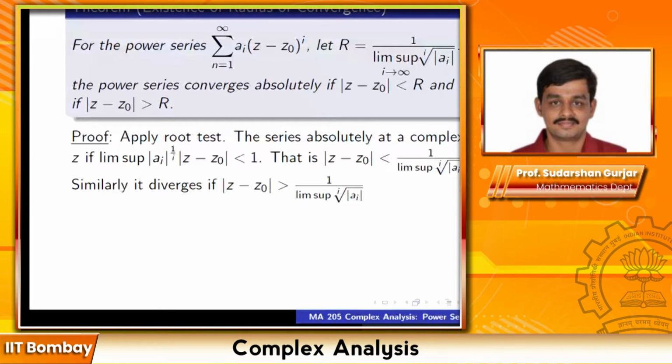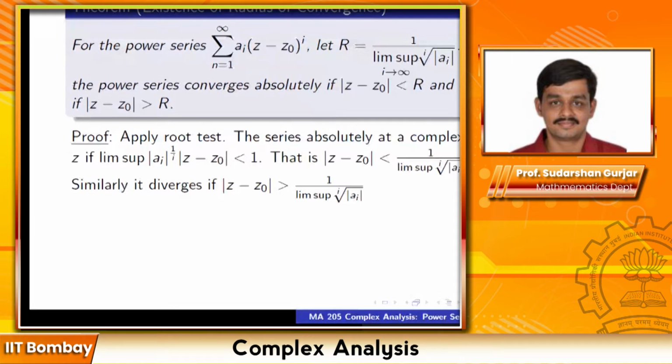So this series converges absolutely at a complex number z if lim sup of mod a_i raised to 1 by i times mod of z minus z naught is less than 1. That is the same as saying mod of z minus z naught is less than 1 upon lim sup of the ith root of mod a_i. And similarly, it diverges for the same reason. It diverges if mod z minus z naught is bigger than 1 upon lim sup.